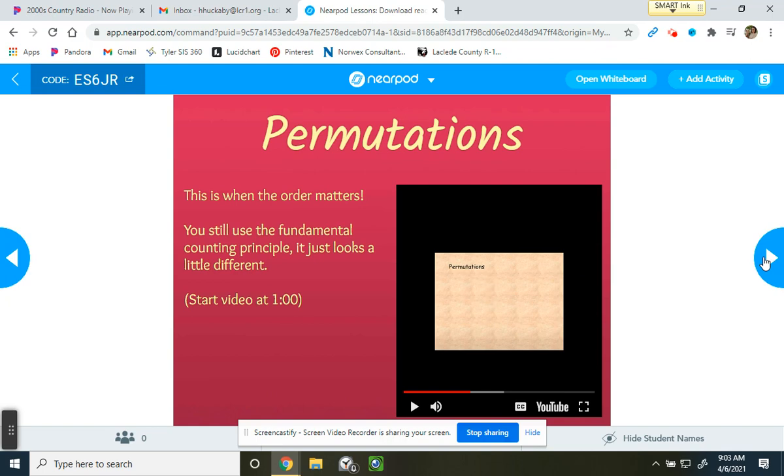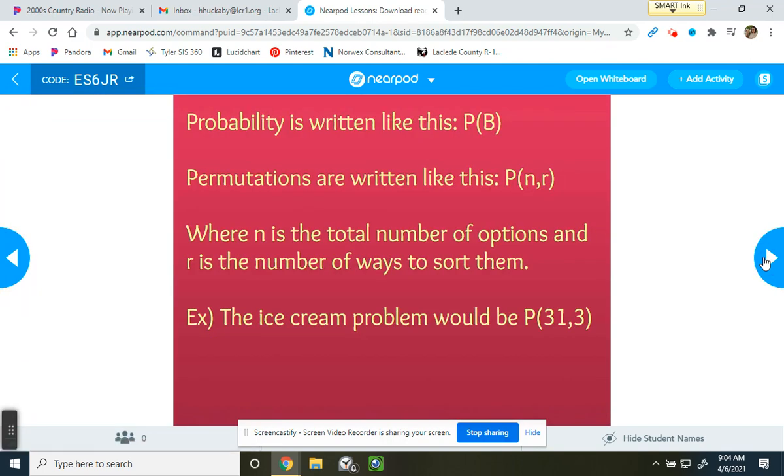Okay, so go over here. The probability is written like this a lot. We saw that yesterday, probability of picking a B. Permutations are written like this, P of N, R. N is the total number of options that you have. So, for example, in the ice cream problem, we had 31 flavors. So N is 31. And R is the number of ways to sort them. We wanted a 3-scoop with no repeating, so that's why we have our 3 here. So it would be P of 31, 3. So we did 31 times 30, because once we pick a scoop, we're now down to 30 choices. And then we did another one for 29.